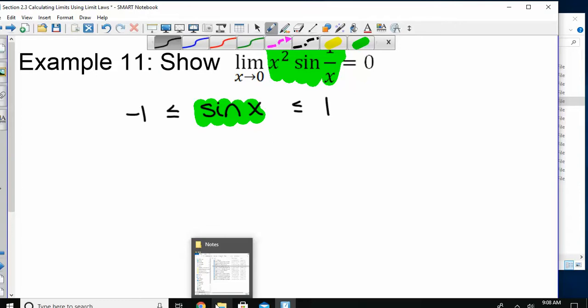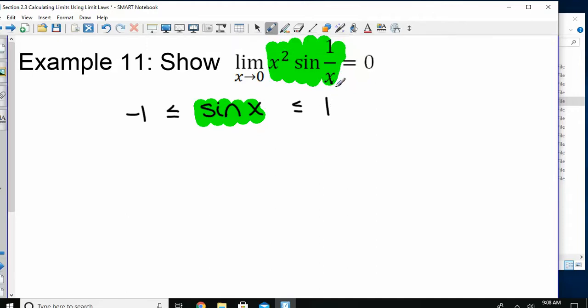If you change the angle on your sine, does that change the fact that it's still between -1 and 1? No. So what do I need to change this angle to? 1 over x. So this is still true if we make it a sine of 1 over x. Okay, what else do I need in here? X squared. So x squared is multiplied with the sine, so I'm going to take everything and multiply by an x squared.